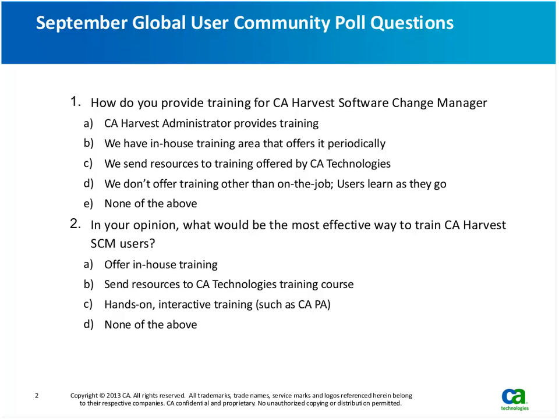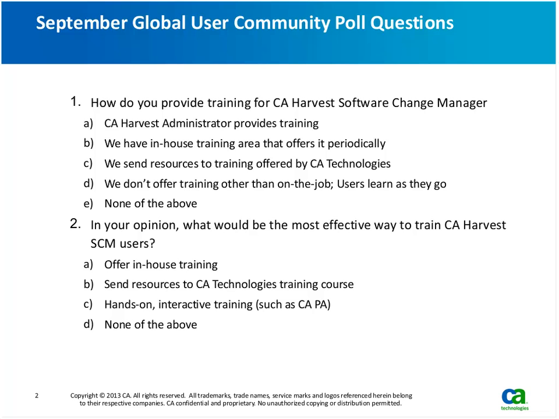And how about option B? We have in-house training. We have an area that provides this type of training periodically, and Harvest is included in that. Okay, we have 1, 2, 3, 4, 5, 6. Okay, it looks like we had 6 on option B. And then we send resources to training offered by CA Technologies. Option C, how many folks send folks to training for CA? I see 1.